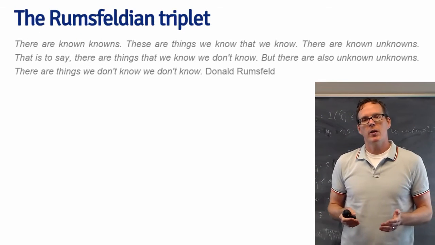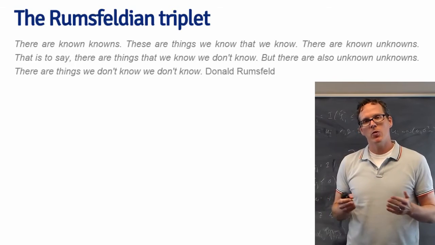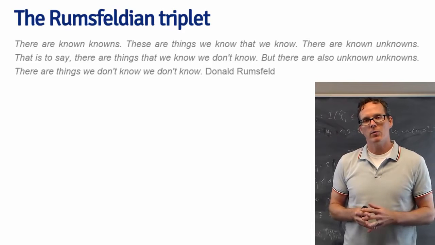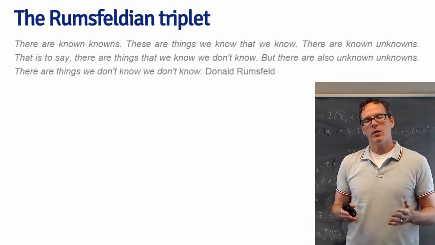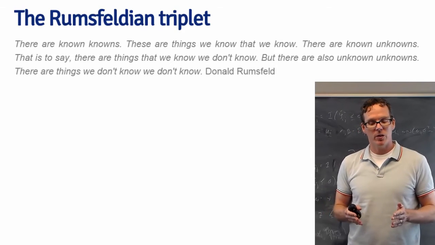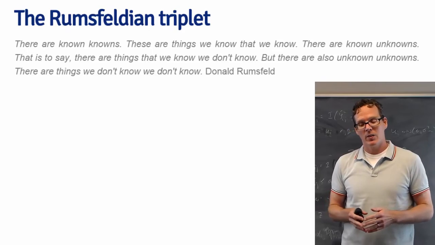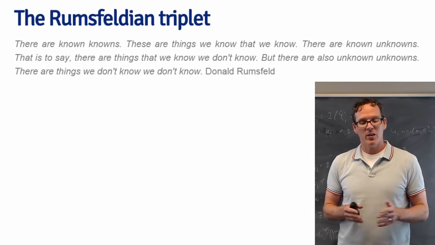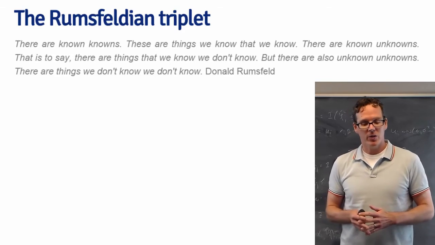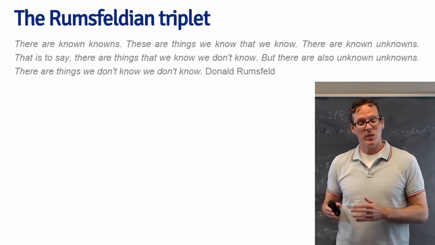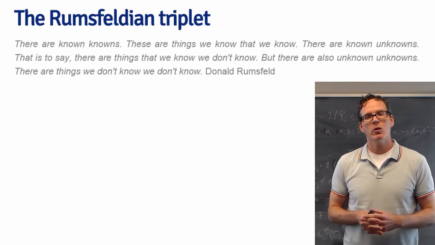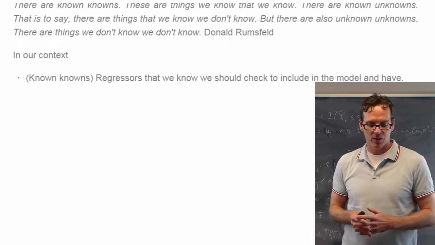I'd like to bring up this quote by Donald Rumsfeld. He was the embattled Secretary of Defense for the US, and he was widely derided for this specific quote. However, it's very pertinent to the idea of regression. And it goes something like this. There are known knowns. These are things we know that we know. Then there are known unknowns. That is to say, there are things that we know we don't know. But there are also unknown unknowns. There are things we don't know we don't know. And so this quote was, again, heavily criticized, but for regression it makes a lot of sense.